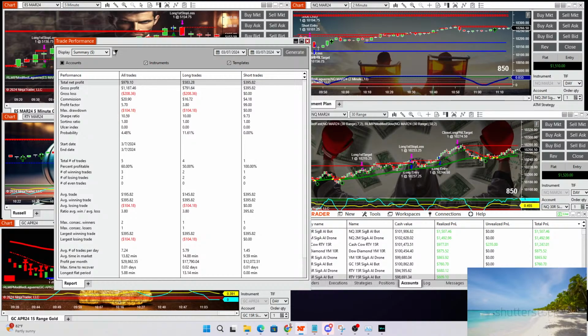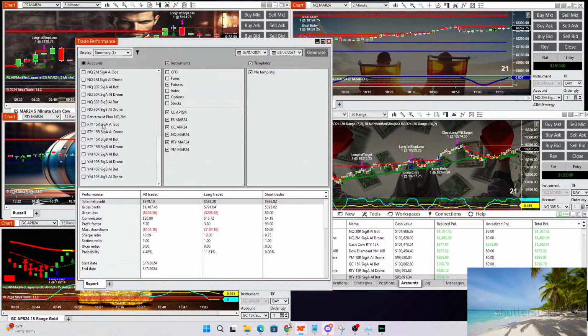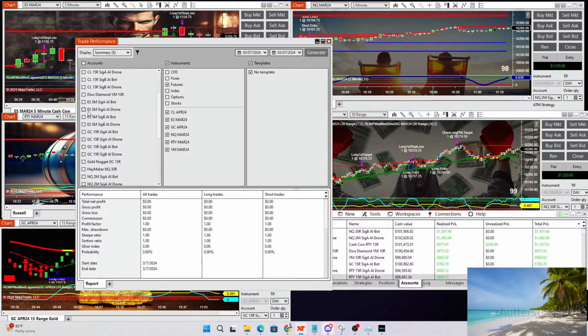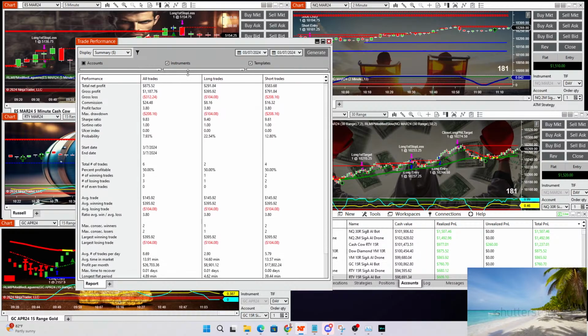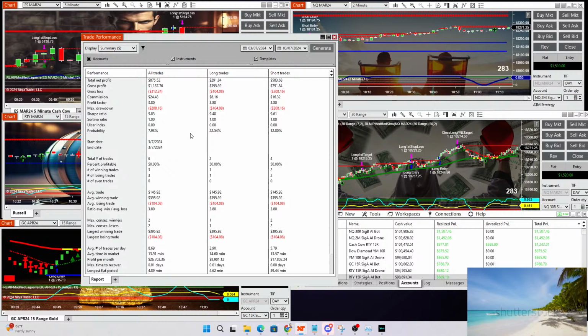And then the Dow Diamond. So we had real good diversity of instruments that did well today. The Dow Diamond is a strategy to keep an eye on. Made $875 after commissions trading one contract.